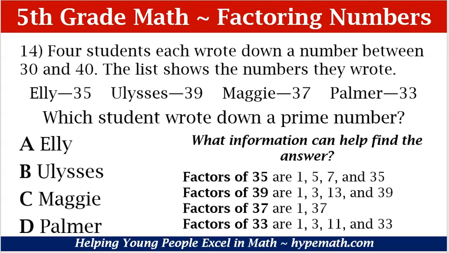The information that can help us find the answer is finding the factors of all of the numbers. So Ellie said 35, her number is 35, and the factors of 35 are 1, 5, 7, and 35. Ulysses said 39, the factors of 39 are 1, 3, 13, and 39.